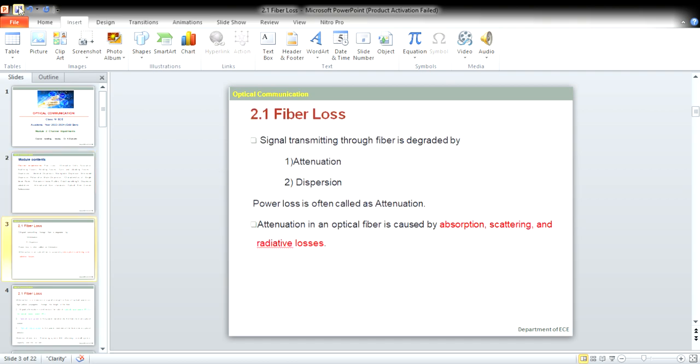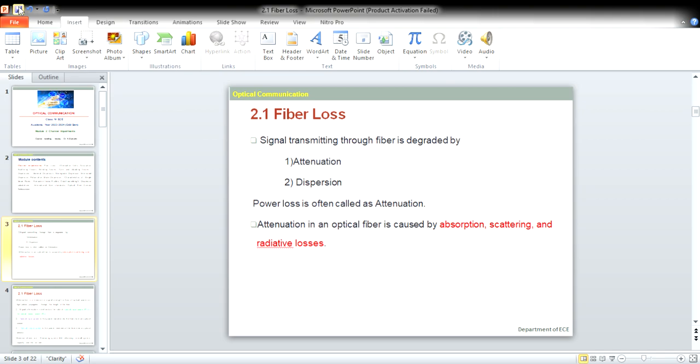Coming to the first topic, fiber loss under unit 2. We are transmitting a signal through the fiber. The electrical signal is converted to an optical signal by using light sources such as LED and laser, and the optical signal is transmitted through the fiber. It may be degraded by two important factors. One is attenuation and the second one is dispersion.